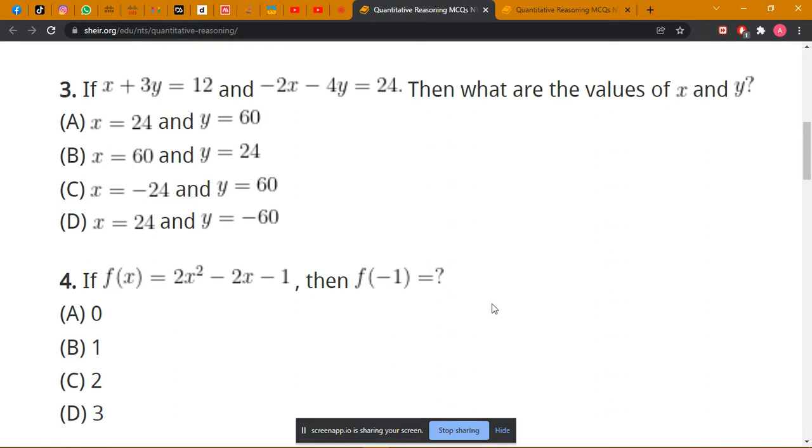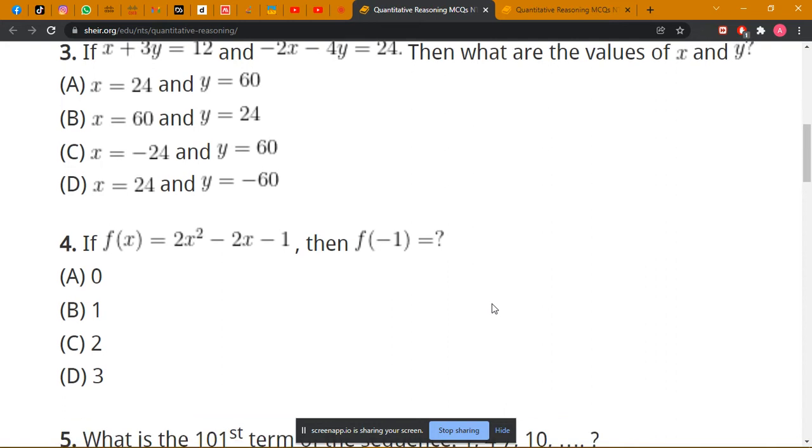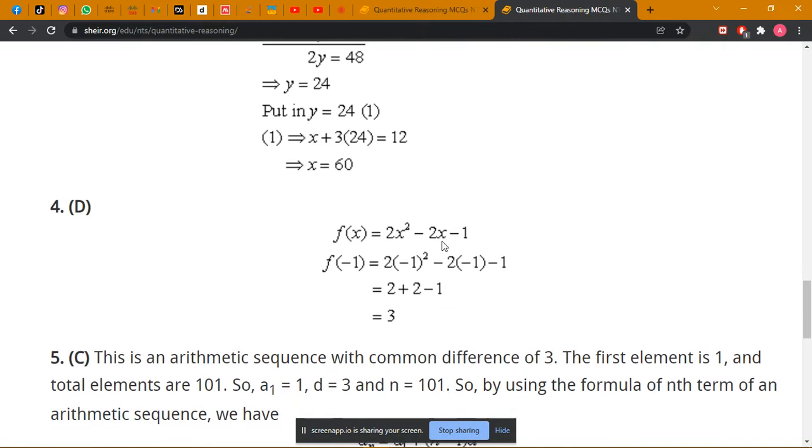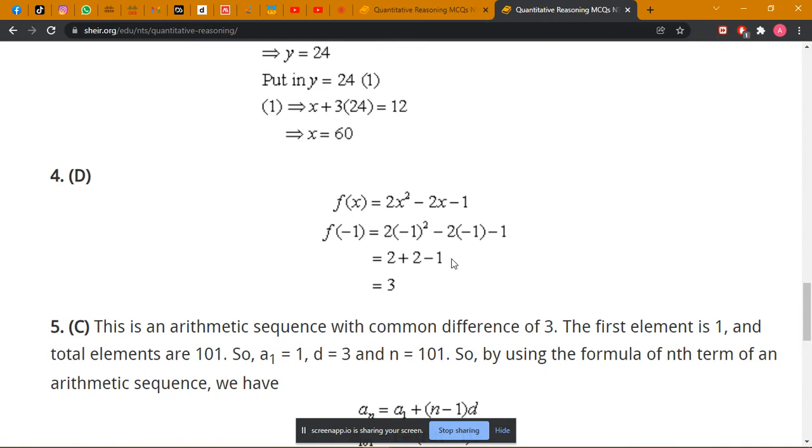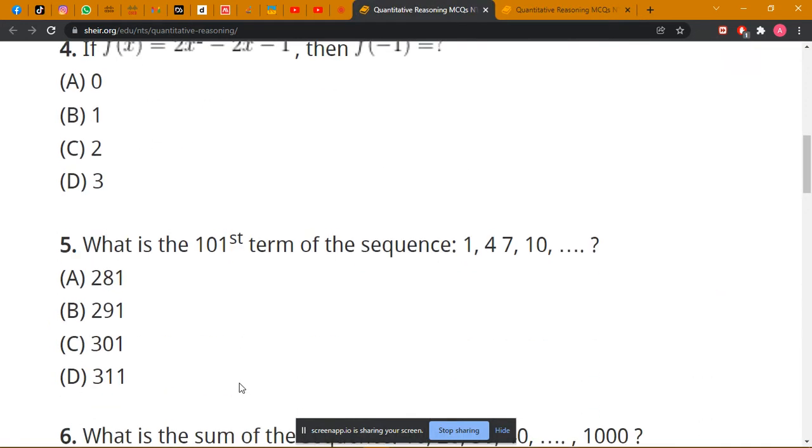If f(x) is equal to 2x square minus 2x minus 1, then f(minus 1) is equal to what? So here you can see the value of x is replaced by minus 1. To solve this question, you have to simply replace x square with minus 1 square, and x is equal to minus 1, and solve the MCQ. Here is the explanation. As you can see, we replace the value of x as minus 1 and simply solve this question, and the answer is D, Delta. The answer is equal to 3. So move on to the next MCQ.